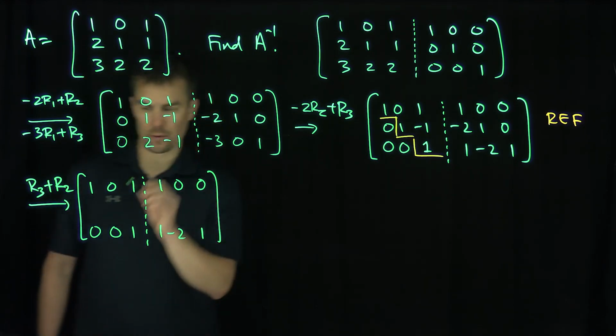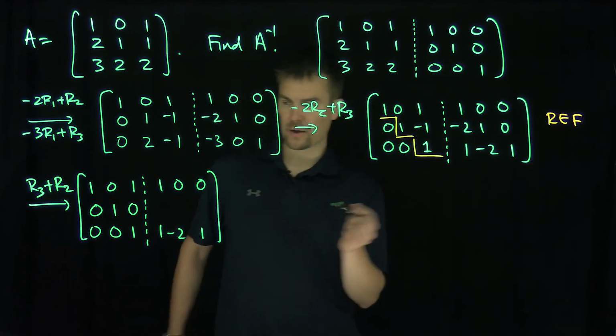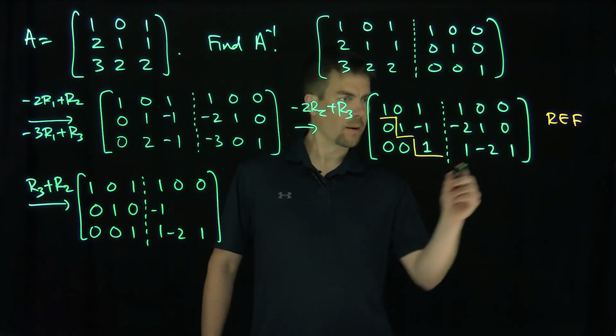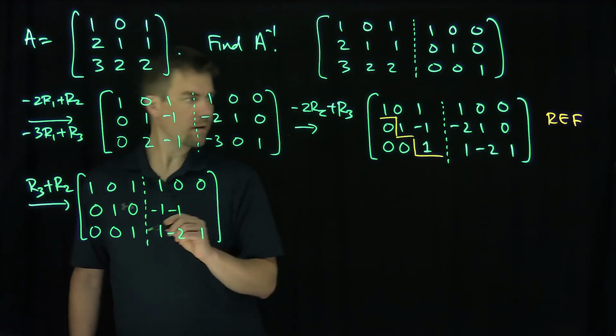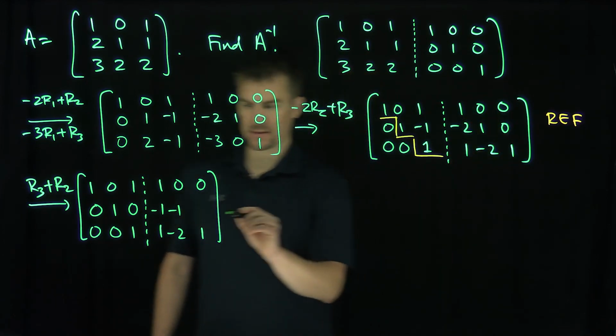Now what will happen in row 2 is you're going to turn into a 0, a 1, and a 0. But now I'm doing row 3 plus row 2, so that is going to turn into a negative 1, like that. And then that's going to be a negative 1 like that. And then a positive 1 up here.